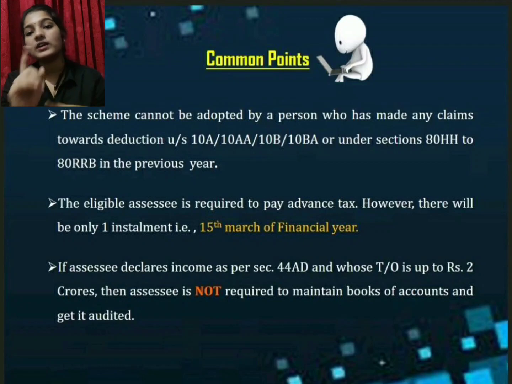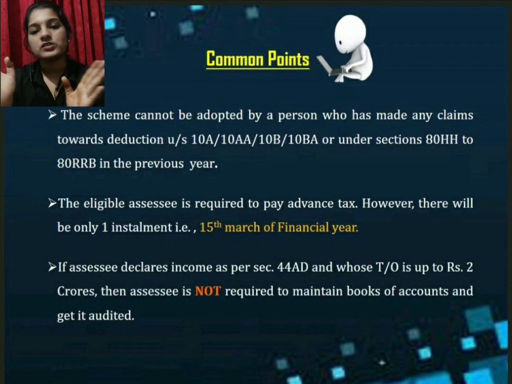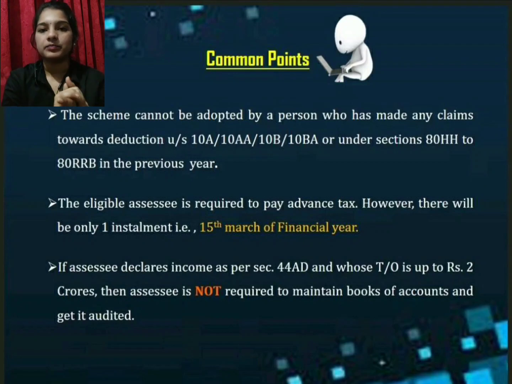The eligible assessee is required to pay advance tax. However, there will be only one installment, that is 15th March of the financial year. Under normal provisions, the assessee is required to pay advance tax quarterly. But if he opts for presumptive taxation scheme, then he is required to pay advance tax, but there will be only one installment, that is 15th of March.